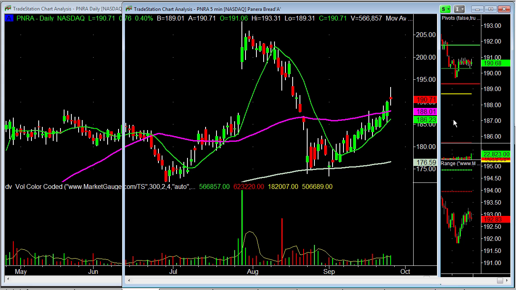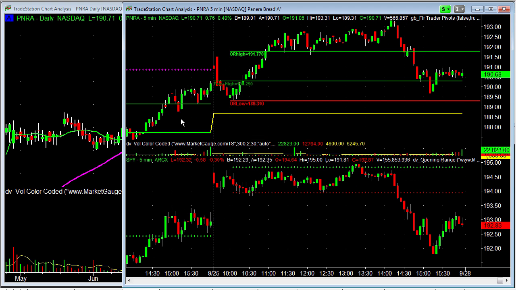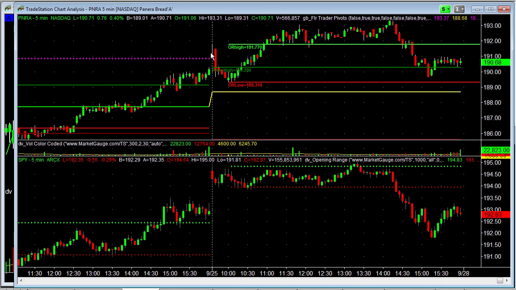She talked about Panera and buying it on a little bit of weakness. So what happened this morning? This morning, again, here's the SPYs, and this time Panera. So Panera opened higher like the rest of the market, and then sold off and came back right down to its opening range low. The SPYs also came down to their opening range low.